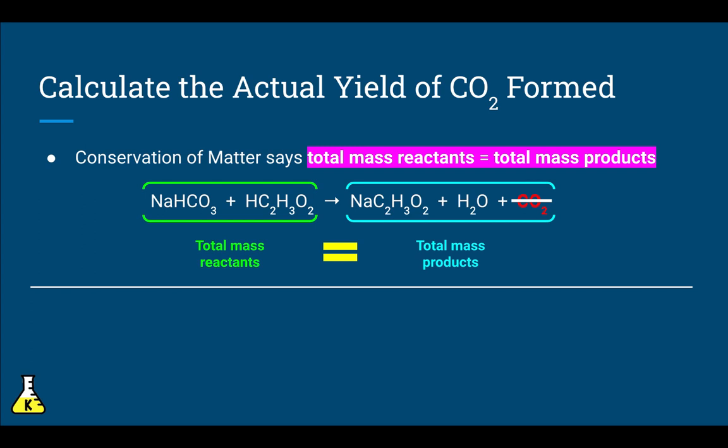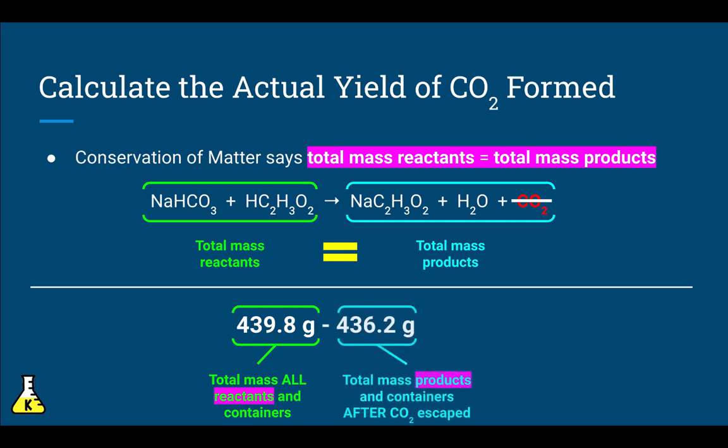Now let's take a look at some of the numbers that went along with this as well. We started with the total mass of all the reactants in their containers as being 439.8 grams. When the reaction was done, we found the total mass of the products in their containers was only 436.2. Now again, conservation of matter says those numbers should be the same, but they're not because the carbon dioxide escaped. Therefore, the difference between the two numbers must be the mass of the carbon dioxide that escaped. The only thing that's missing from that second value is the carbon dioxide that bubbled out into the room. When we calculate the answer to this, we determine that the mass of the carbon dioxide that escaped must be 3.6 grams, which is now our actual yield of CO2.